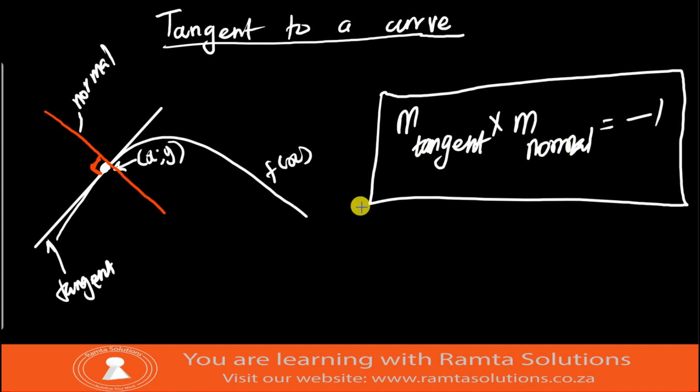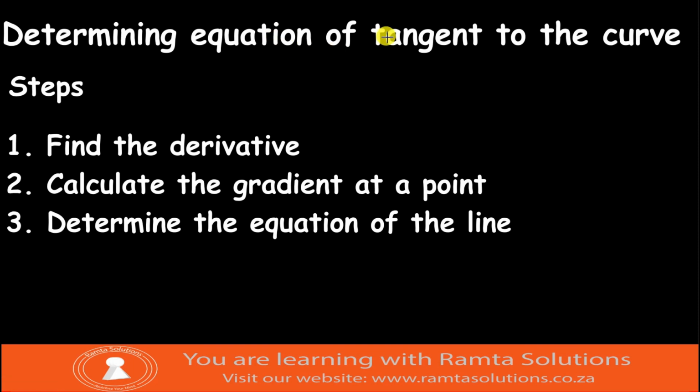Now without wasting any time, let's show you the steps that you need to take to calculate the equation of a tangent to a curve. In determining the equation of tangent to the curve, the first step is to find the first derivative of that curve that's given. Secondly, you will be given a point. Substitute that point into the first derivative formula to find the value of the gradient.